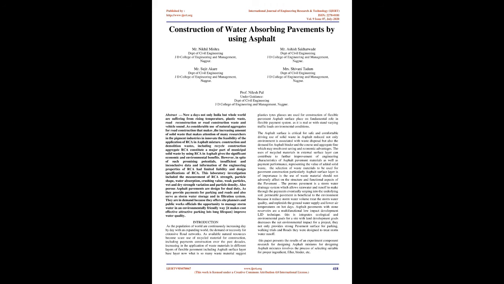and vehicle sound. There is considerable use of natural aggregates for road construction, which increases the amount of solid waste. This has drawn the attention of many researchers in the pavement industries to innovate and investigate the feasibility of the application of RCA in asphalt mixture. Construction and demolition wastes, including recycled construction aggregate, RCA, constitute a major part of municipal solid waste. Using RCA in asphalt gives significant economic and environmental benefits.